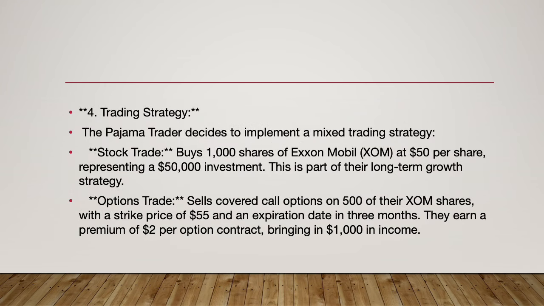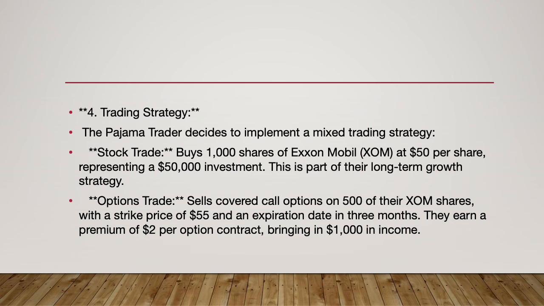Trading strategy. The Pajama Trader decides to implement a mixed trading strategy. The Pajama Trader buys 1,000 shares of ExxonMobil at $50 a share, representing a $50,000 investment. This is part of their long-term growth strategy.